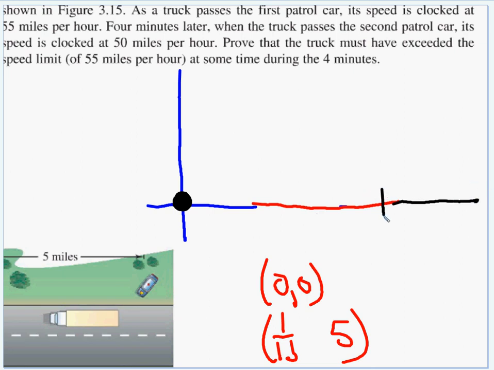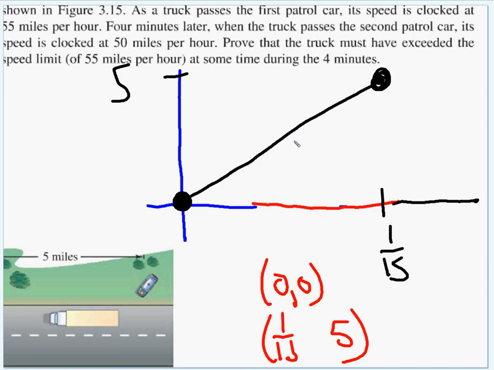And this is an average rate of change across the interval. So remember when the first cop saw him, he was doing 55. Later, the second cop saw him doing 50. Well, his average rate of change between the cops had to be 75. So we know he did at least 75 at some point. He must have done more than 75 if that is his average.